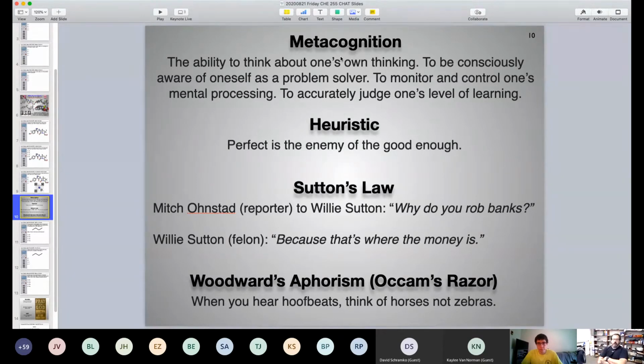So metacognition is defined as the ability to think about one's own thinking, to be consciously aware of oneself as a problem solver, to monitor and control one's mental processing, to accurately judge one's level of learning. And I'll be quite frank with you, there are students in this class that will seemingly just understand or get this material.